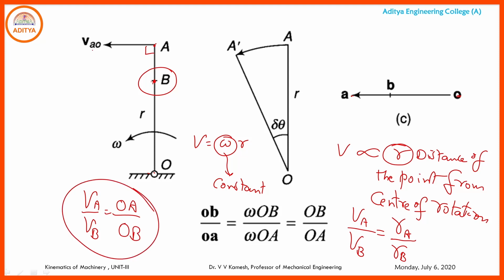Whatever length we select on the particular link, the velocity will depend on the length from the fixed point. If I take any other point, say C, it depends on the distance OC. Suppose I write VC by VA is equal to OC by OA. Like this, the length will be represented and calculated for any point in between.